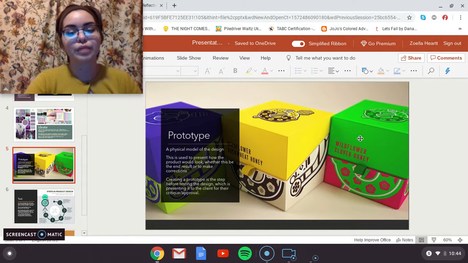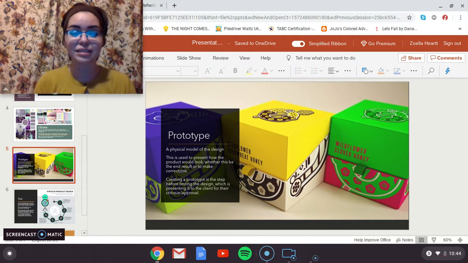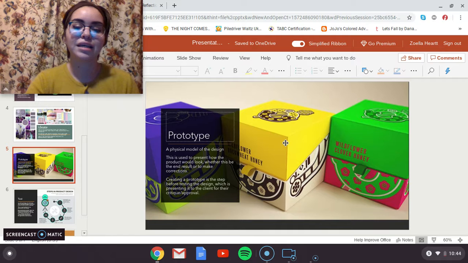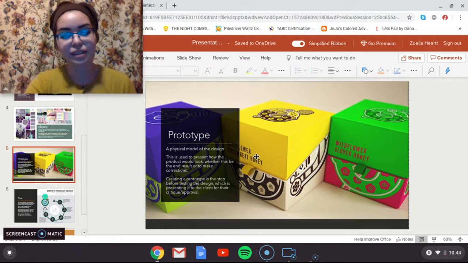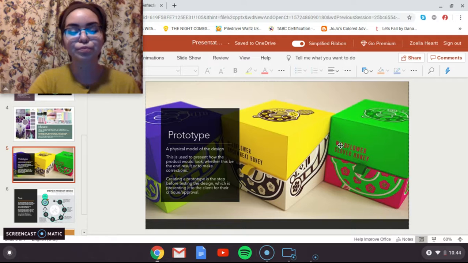So, by creating the prototype, it is also helping establish communication because they get to see where the product is, and if they like the direction it's going in, or if there's a few changes they want to make. An example of a prototype, this isn't exactly a prototype, but it's a packaging design. And this can be seen as a prototype that is being used to present how I'm assuming this brand, Wildflower, wants their different products like buckwheat honey or clover honey to be presented.